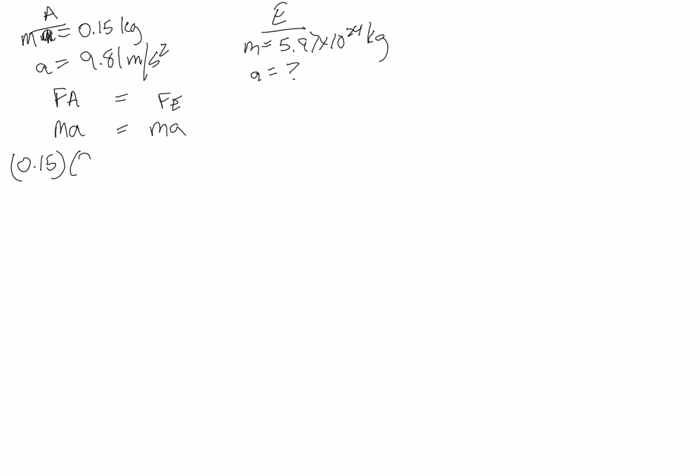So we'd have 0.15 times 9.81 will equal 5.97 to the power of 24 times a. If we multiply those out, divided by 5.97, we will get an acceleration of 2.46 times 10 to the negative 25.